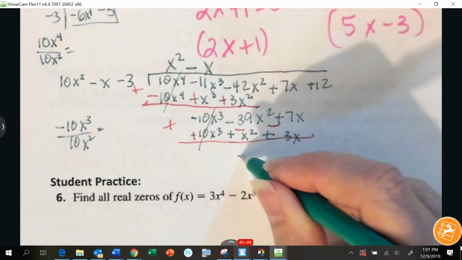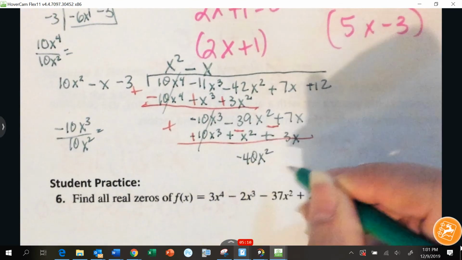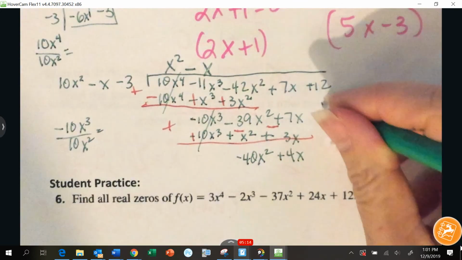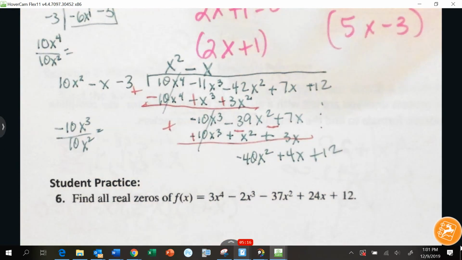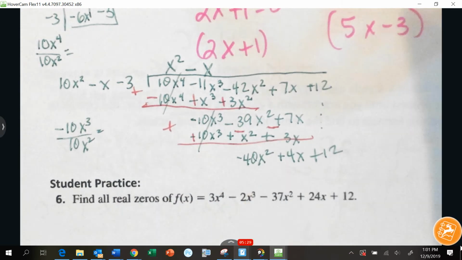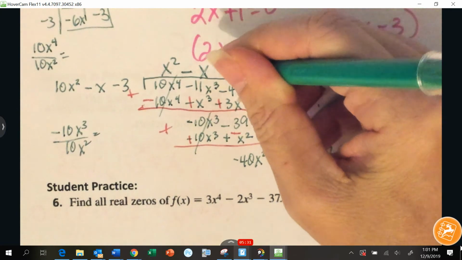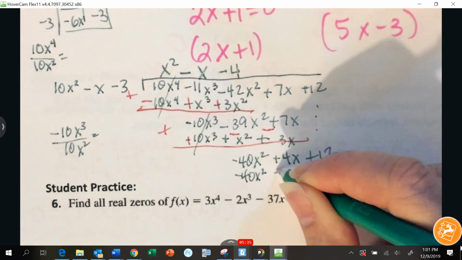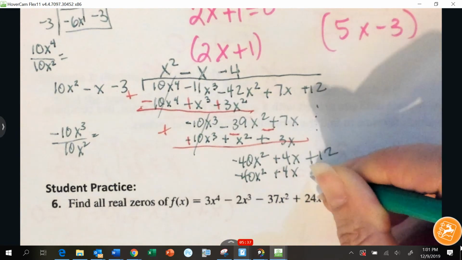Cancel, we get negative 40x squared plus 4x. Bring it on down. All right, now we go 10x squared into negative 40x squared. It's going to be negative 4. And we distribute. I get negative 40x squared, positive 4x, positive 12.